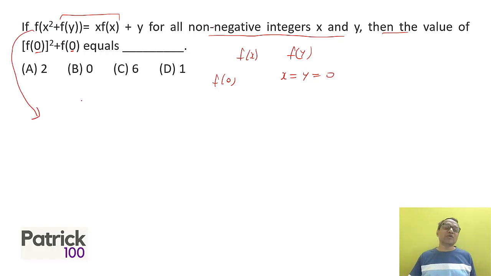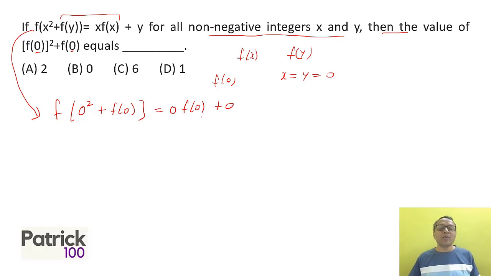Normally in functions, if you directly substitute, it becomes easier to solve. So f of 0 squared, because I take x and y as 0, plus f of 0 is equal to 0 into f of 0 plus 0. Now 0 into f of 0 will be 0, and y is 0 plus 0. So the whole right hand side will be 0. The left hand side is f of f(0), and that has to be equal to 0. So f of this value has to be 0.